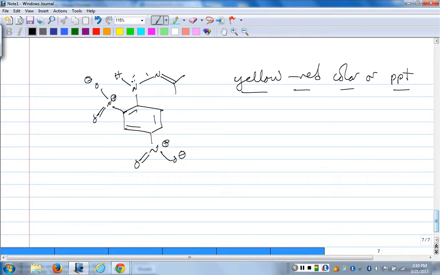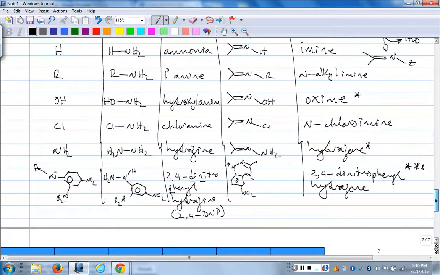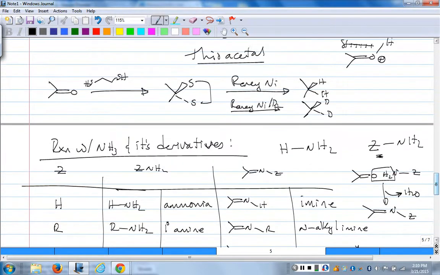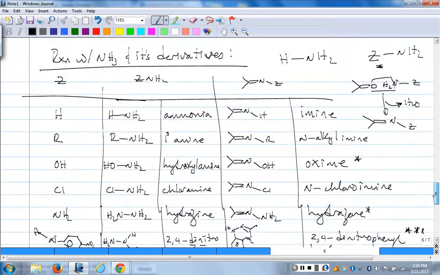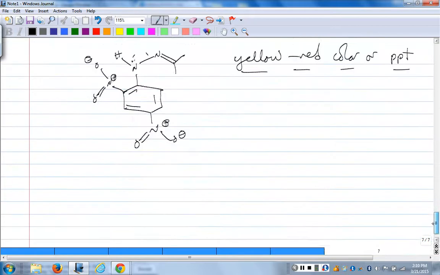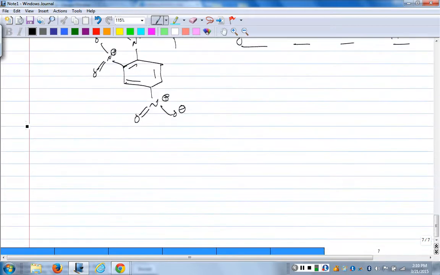So if I have a compound that I suspect to be an aldehyde or a ketone, what I could do is treat it with 2,4-DNP. If I get a yellow to red color or precipitate, that's confirmatory of it being an aldehyde or a ketone. Okay, the mechanism for the reaction is actually fairly straightforward.